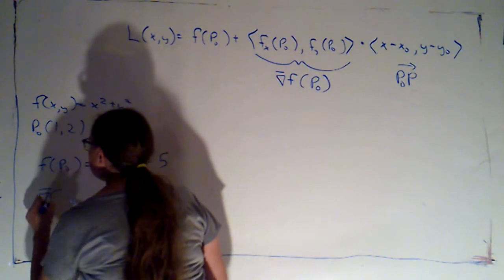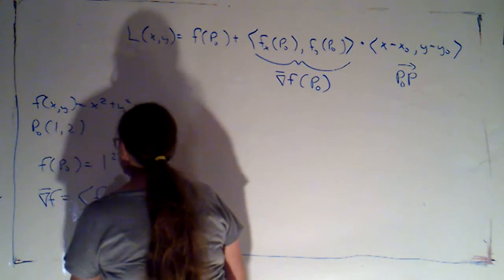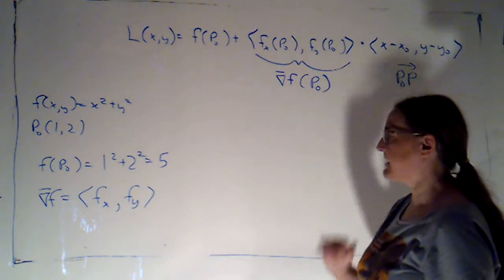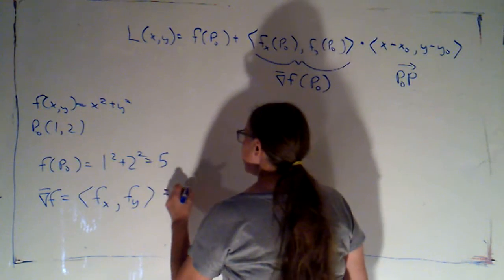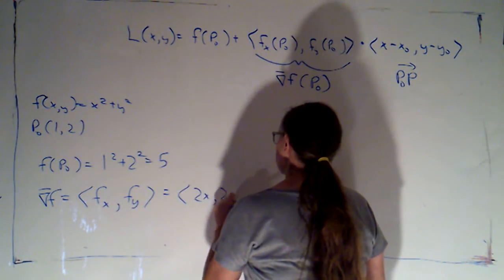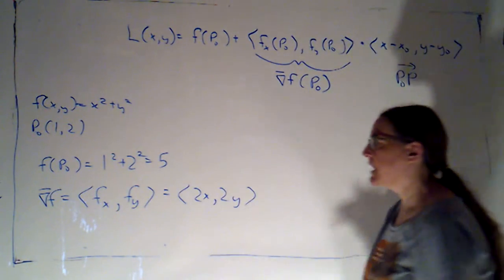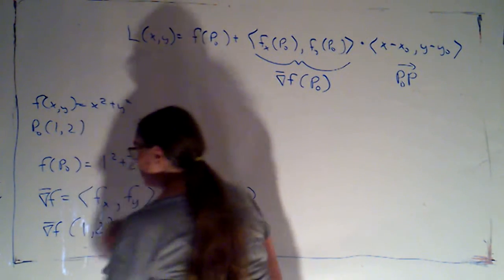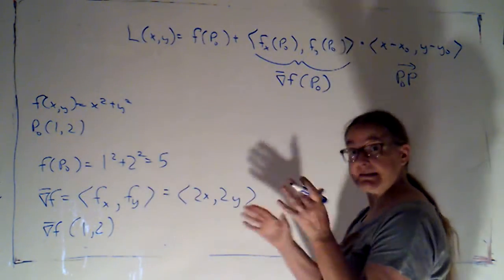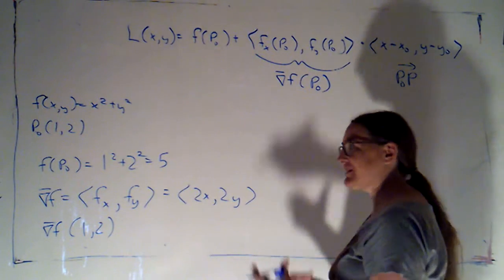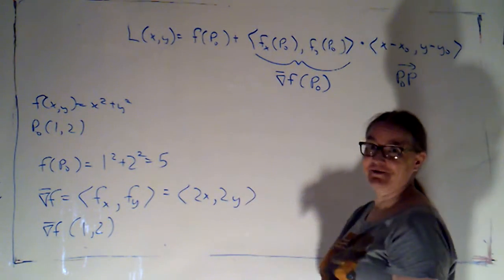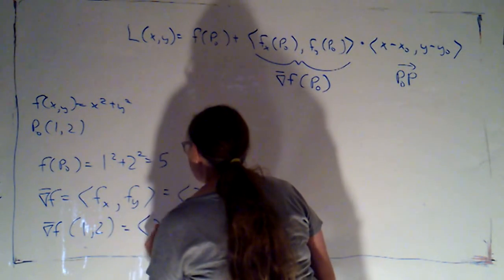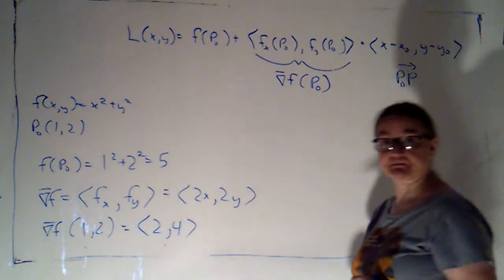So the gradient of f is just the vector whose components are my two partials, with respect to x and then with respect to y. And that's just going to be (2x, 2y). So the gradient of f at (1, 2), because the gradient is itself a function of two variables, just a vector-valued function of two variables, is going to be (2, 4).